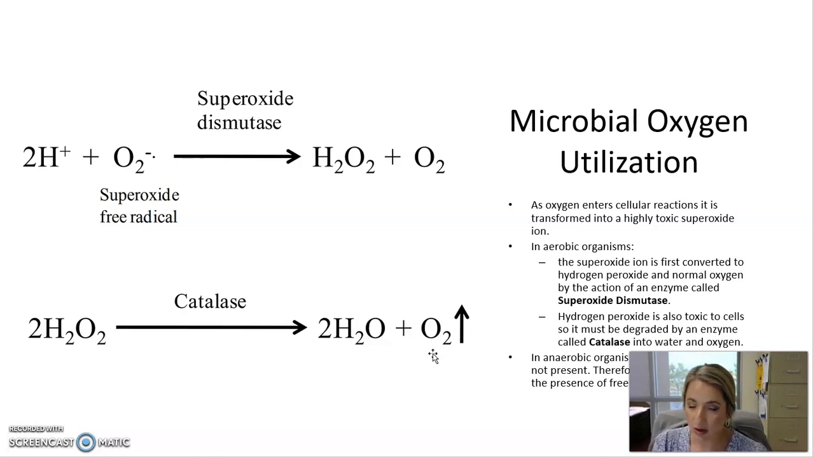Anaerobic bacteria do not have these enzymes. So if anaerobic bacteria took in oxygen and it became the toxic superoxide ion, they would die. They have no enzymes to process it and break it down into usable forms. So for that reason, anaerobic bacteria tend to stay far away from oxygen because they know if they take it in, they will not be able to process it. Whereas aerobic bacteria can use oxygen as much as they want because they're able to process it with superoxide dismutase and catalase.